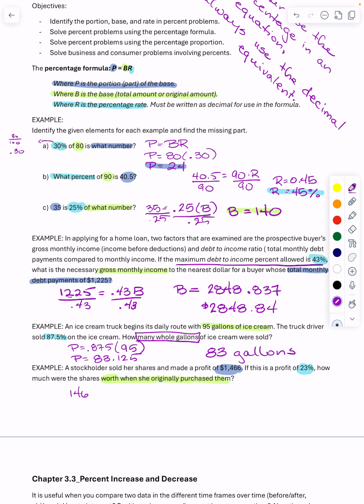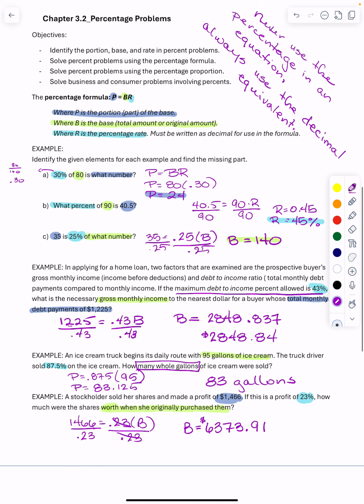So my part, 1,466, equals my rate, 0.23, times my base. Think about what we need to do to get rid of that 0.23. That's being multiplied by the base. So to undo it, we divide. Her total purchase price was $6,373.91. And there's page 2.